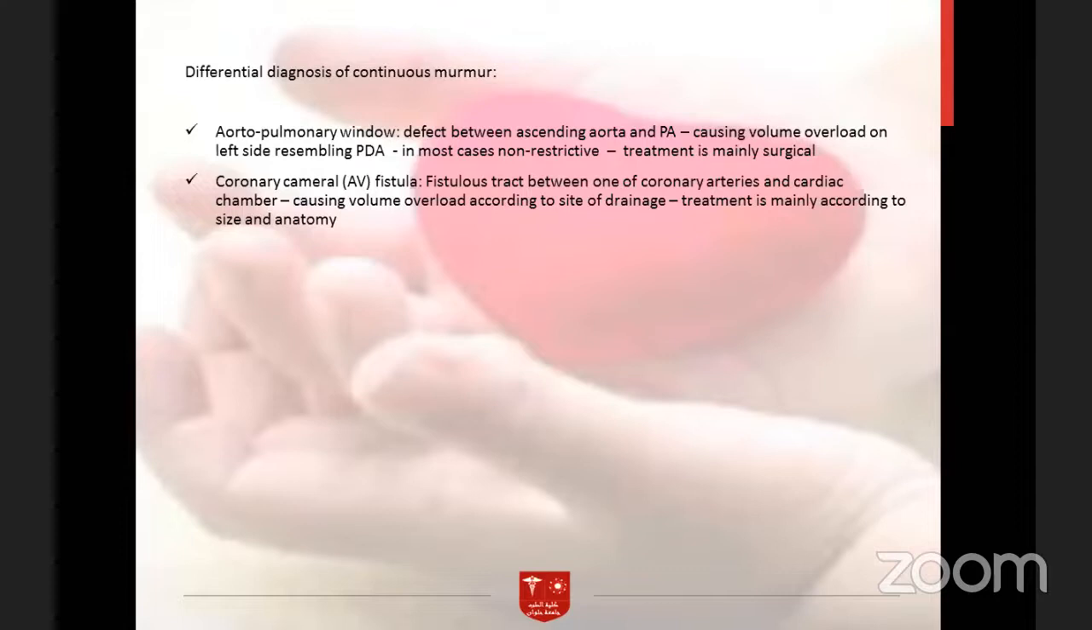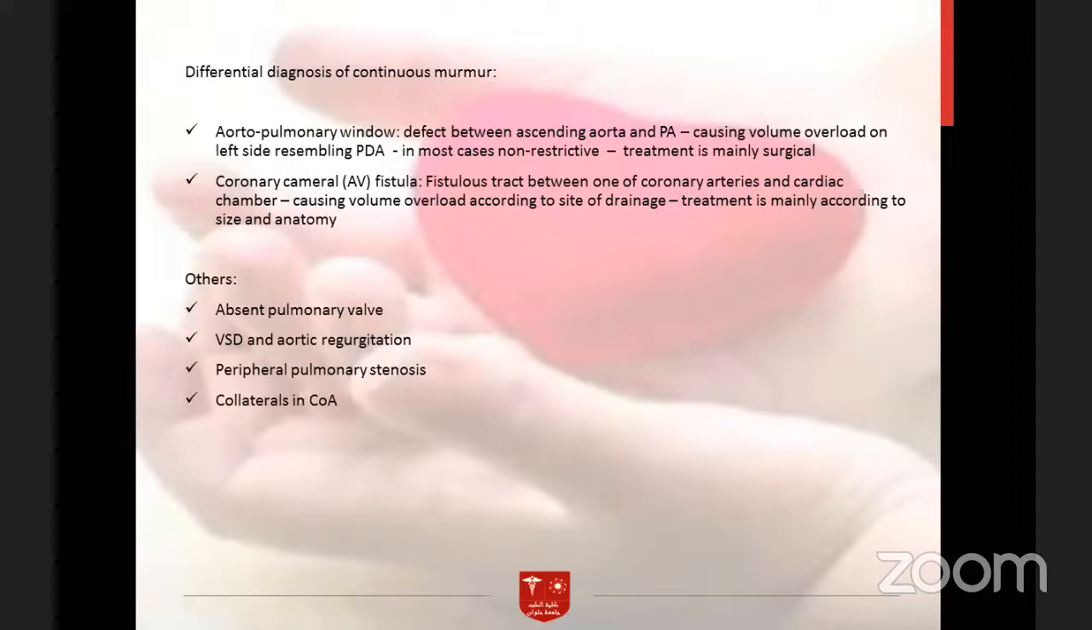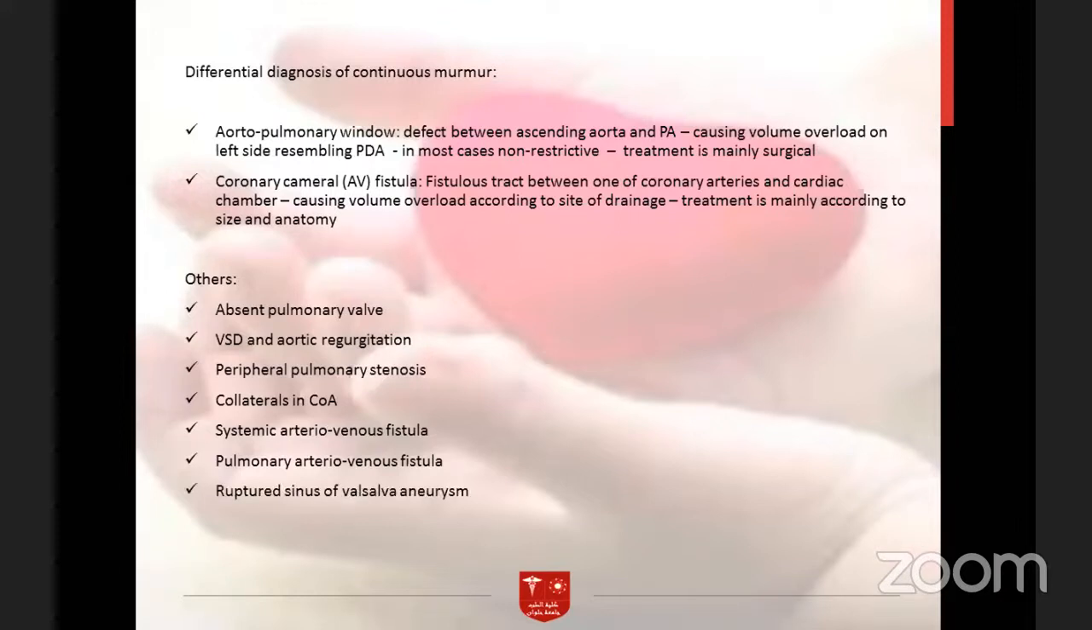The other diseases that might cause a continuous murmur are absent pulmonary valve with to-and-fro murmur, VSD and aortic regurgitation murmur, peripheral pulmonary stenosis, collaterals in coarctation, systemic AV fistula, pulmonary AV fistula, or what's called pulmonary AV malformations, ruptured sinus of Valsalva, which usually presents at an older age, and venous hum.